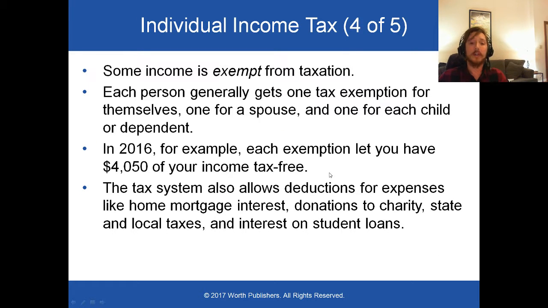Now, not all income gets taxed. Generally, every person gets one tax exemption. If you have a spouse, you get another, and if you have children, you get another for them, also for dependents. As of 2016, an exemption would allow you to keep $4,050 of your income tax-free. So you would have $4,050 that you don't pay taxes on. If you had a spouse, then you'd keep $4,050 plus $4,050. Together, you'd keep $8,100 of your income tax-free.